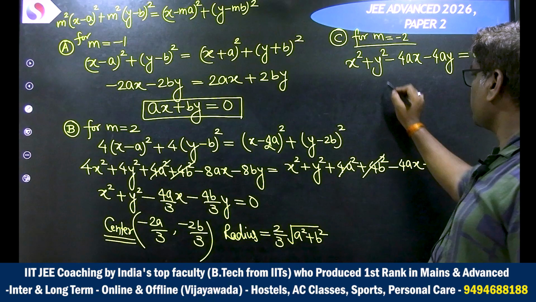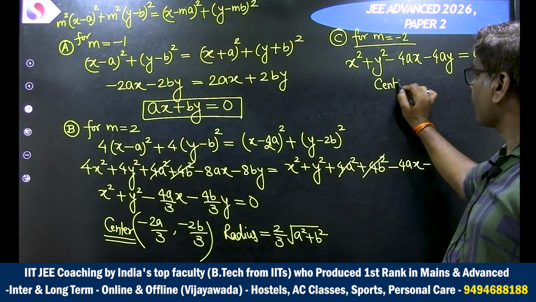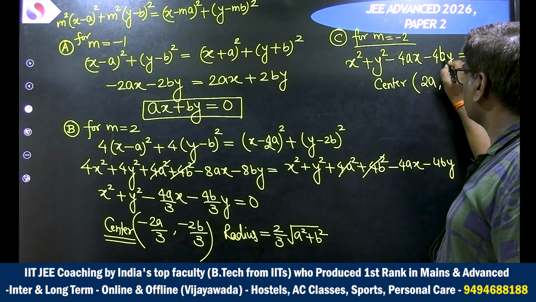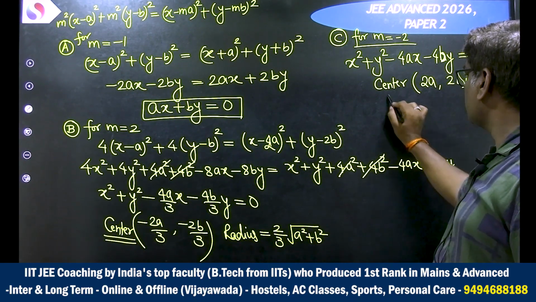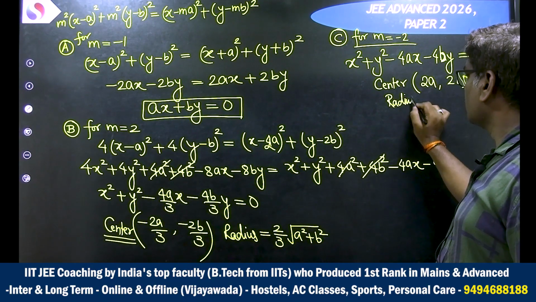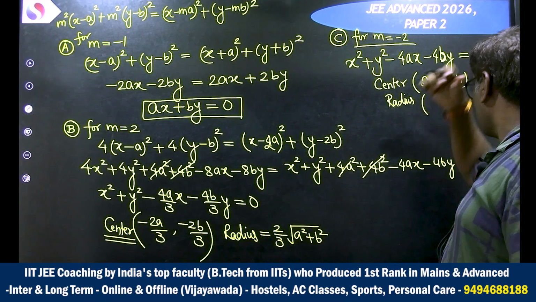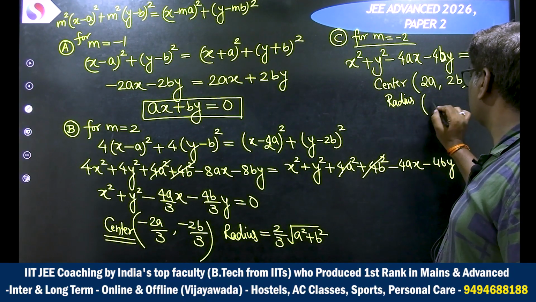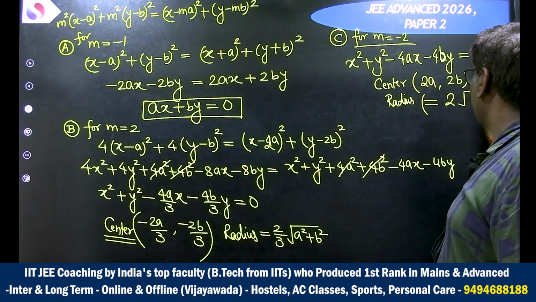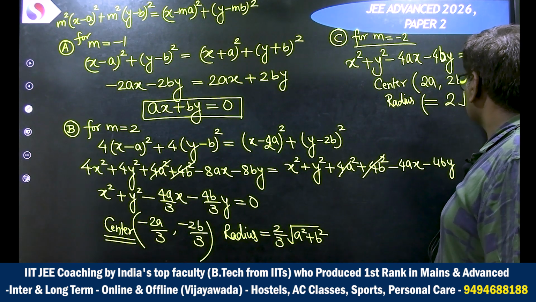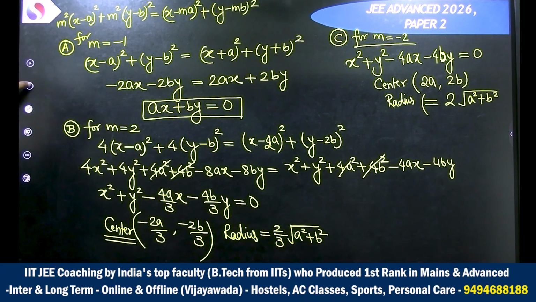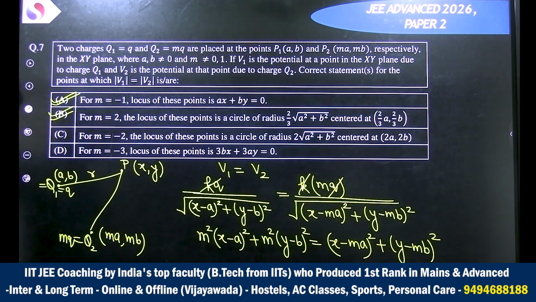Alright, so now if I check here, what is the center? The center here becomes 2a and 2b. Okay, and what about the radius? The radius will be under root of g square plus f square. So it comes as, radius comes as twice under root of a square plus b square. So 2a comma 2b is the center. Clearly this is also right, ABC.